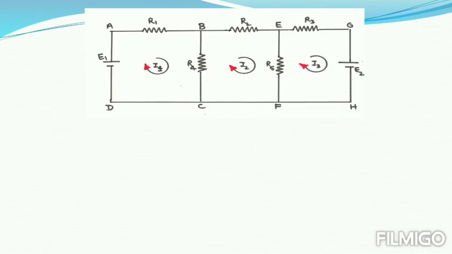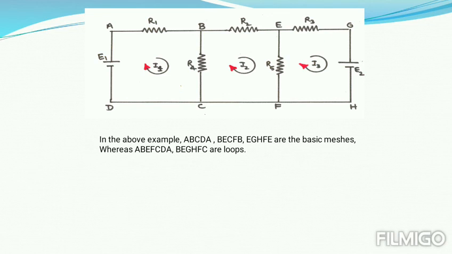In this example we can see A, B, C, D; B, E, F, C; and E, G, H, F are the examples of meshes, whereas A, B, E, F, C, D and B, E, G, H, F, C, B are some of the examples of loops.